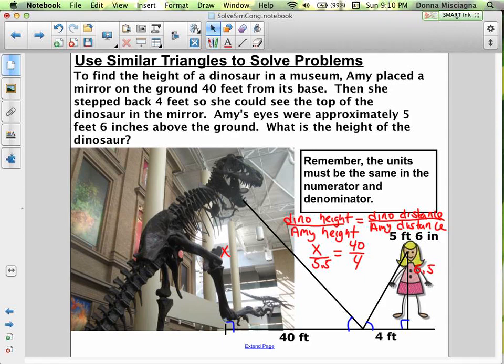While you don't have to reduce, it's not a requirement, you really should reduce the 40 and the 4 to give you smaller numbers. You would get the same answer if you didn't, but I think I want to make that 1 in 10, because 4 divides evenly into 4 one time, and 4 divides evenly into 40 ten times. And that makes for a really easy problem to solve. 1 times x is x. 5.5 times 10 is equal to 55 feet.